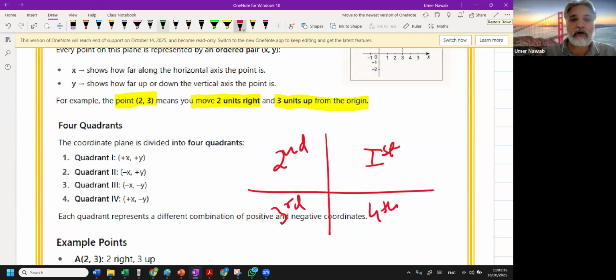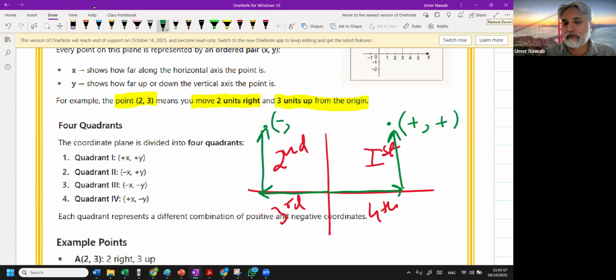Now, in the first quadrant, any point has a positive x coordinate and a positive y coordinate, because you go right and you go up. Right is always represented with a plus sign. But if you have a point in the second quadrant, then you go left, so the x coordinate is negative, but you go up, so the y coordinate is positive.